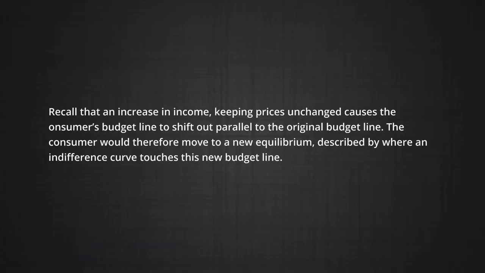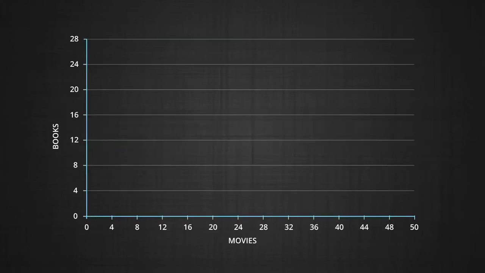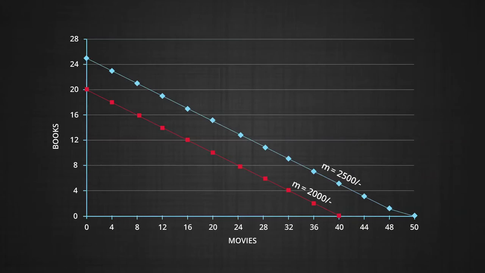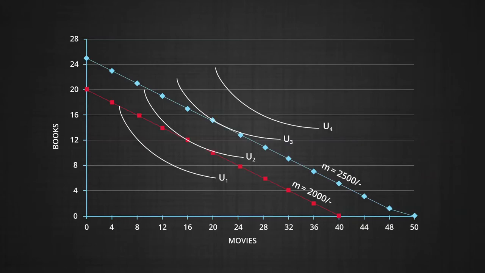What would happen if the consumer's income had gone up? Recall that an increase in income keeps prices unchanged, and this causes the consumer's budget line to shift out parallel to the original budget line. The consumer would therefore move to a new equilibrium described by where an indifference curve touches his new budget line. In figure 3 shown here, the consumer's income has gone up from rupees 2000 to rupees 2500, and the prices of movies and books have not changed. At the new equilibrium, the consumer consumes 15 books and 20 movies.